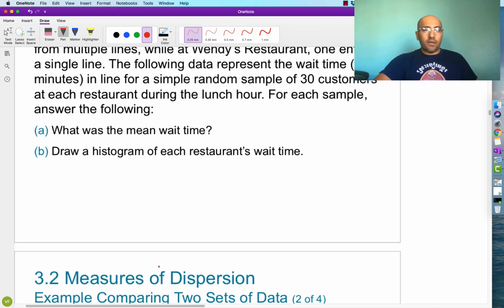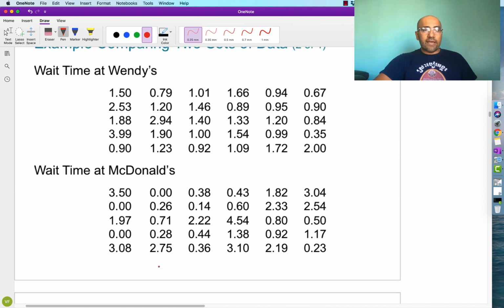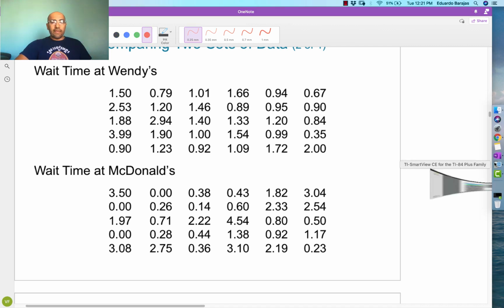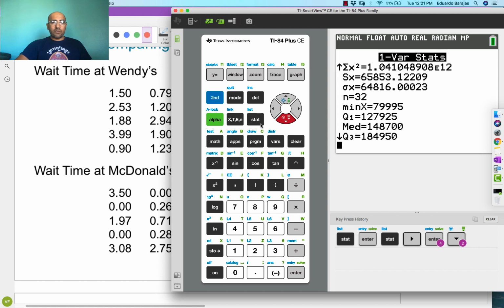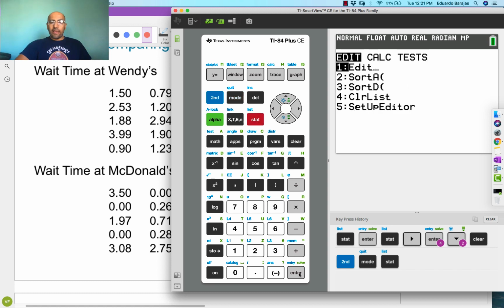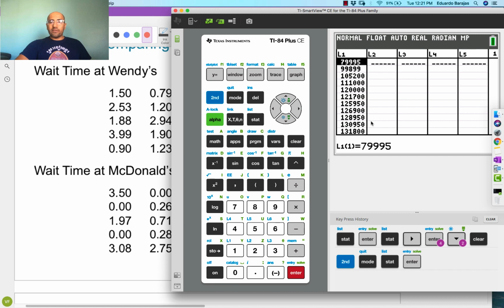Okay, so let's look at our data. So here's our data. We have Wendy's information, we have McDonald's information. Let's find the mean of both sets. So let's go back to our calculator. And then we have to do the hardest part, which is to insert all those values. As soon as you hit on, you might be in an unusual screen. So hit clear, quit. It's always a good habit to do that. Then hit stat, enter, and then we have our lists.